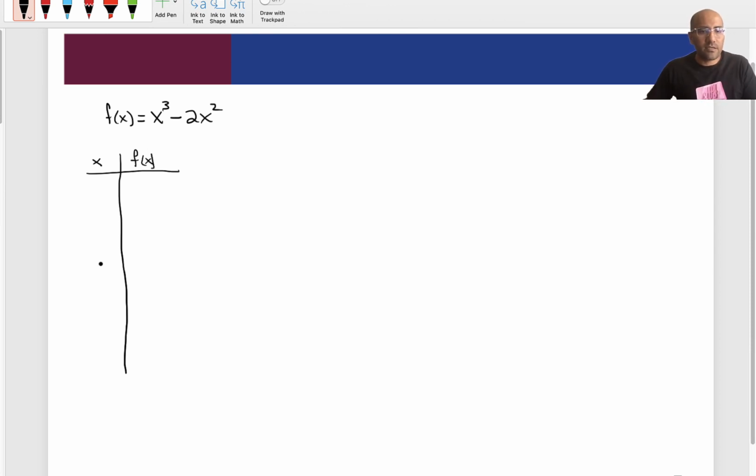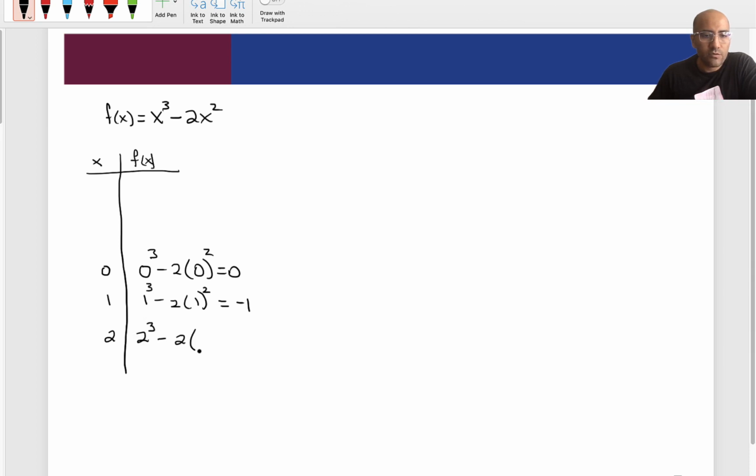We can just try some basic ones. Let's start off with 0. If we plug in a 0, we're going to end up with 0 cubed minus 2 times 0 squared, and the whole thing works out to be 0. If we plug in a 1, we end up with 1 cubed minus 2 times 1 squared, which is 1 minus 2, which is negative 1. And then for 2, that's 2 cubed minus 2 times 2 squared, which is 8 minus 8, so this whole thing becomes 0.